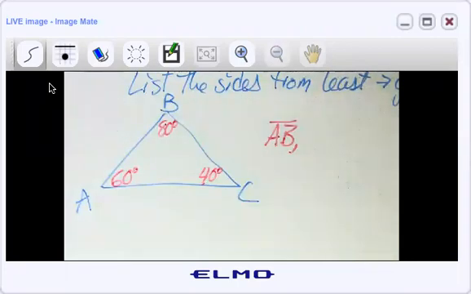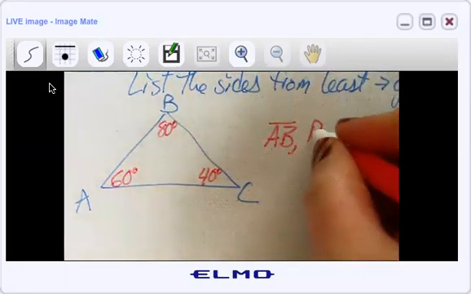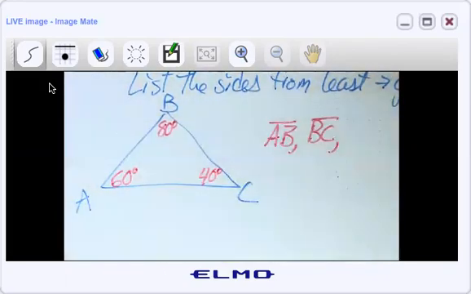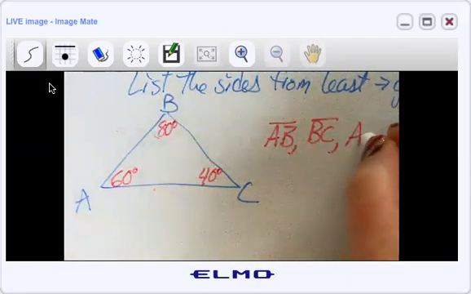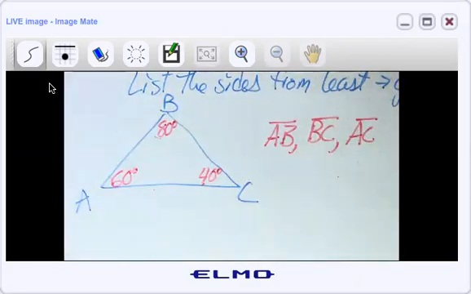So what is the next smallest side after that one? Side BC. Yes, BC's got to come next. And then, of course, our largest side is going to be across from our largest angle. So here's 80. AC is the one we're looking at here. Remember, you can name the sides of the triangle either way. So if you said AC or CA, that doesn't matter because a line segment could be named either way. So you're not going to get it wrong.